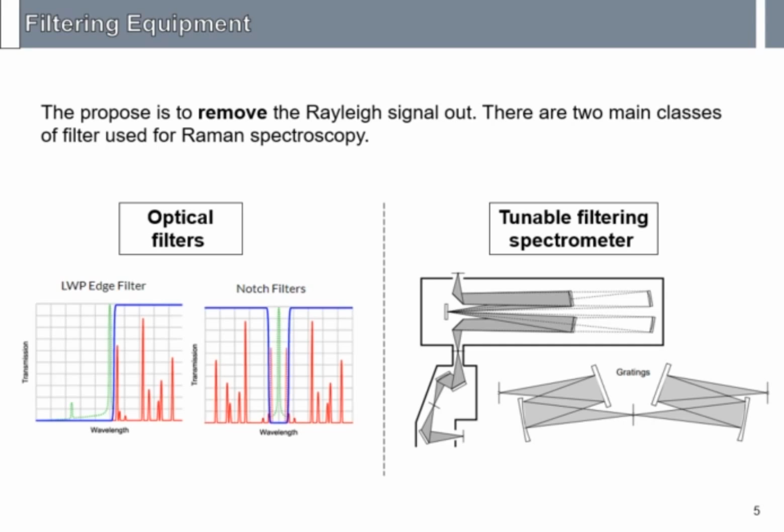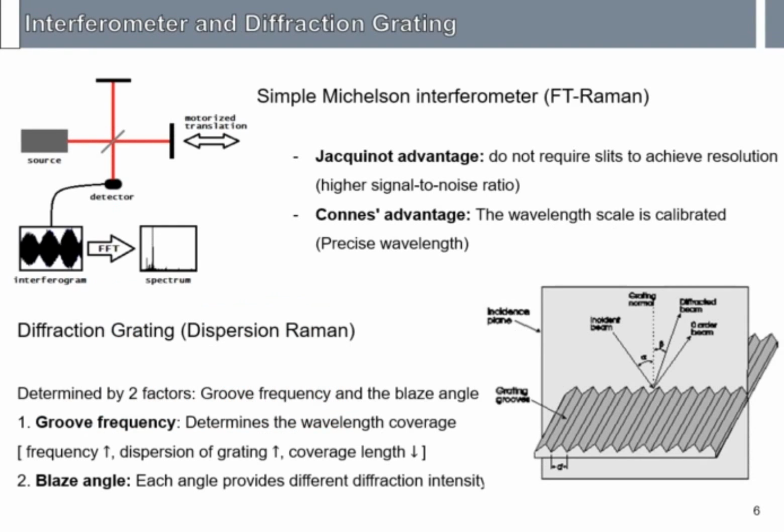There are actually two main classes of filter in Raman spectroscopy. The first one is the optical filter. We have two types of optical filters: the long-pass (LWPH) filters, and the notch filters. The second class is the tunable filtering spectrometers, where we use a monochromator in order to filter some of the Rayleigh signal counts.